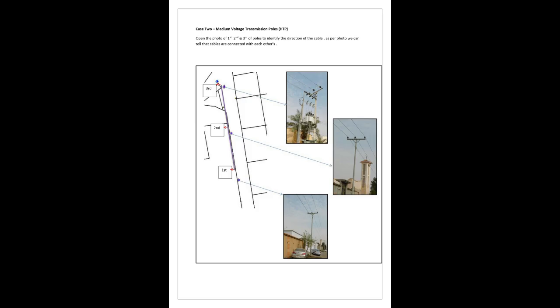Case 2, Medium Voltage Transmission Poles, HTP. Open the photo of the first, second, and third poles to identify the direction of the cable. As per photo we can tell that cables are connected with each other.